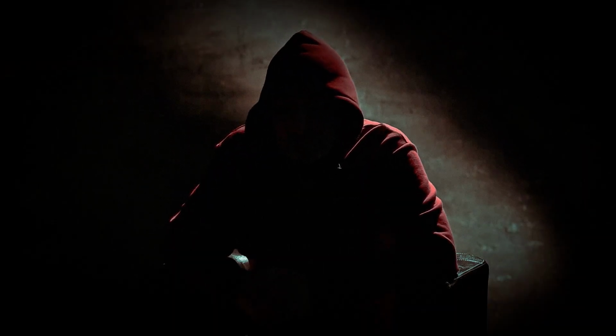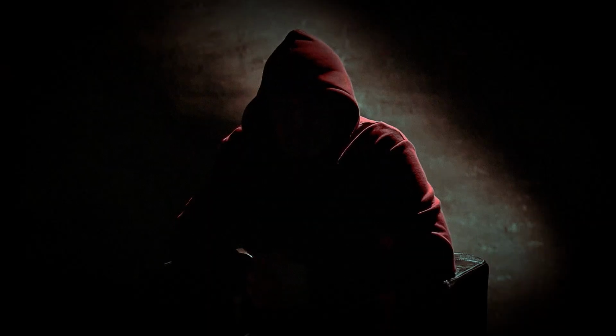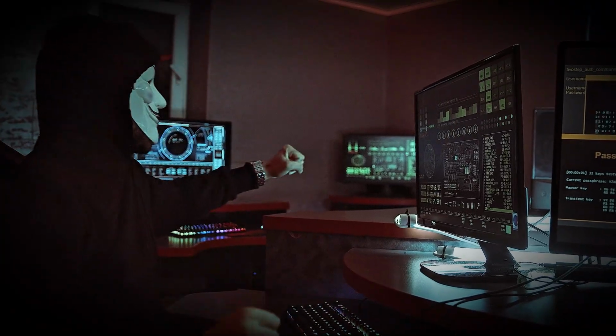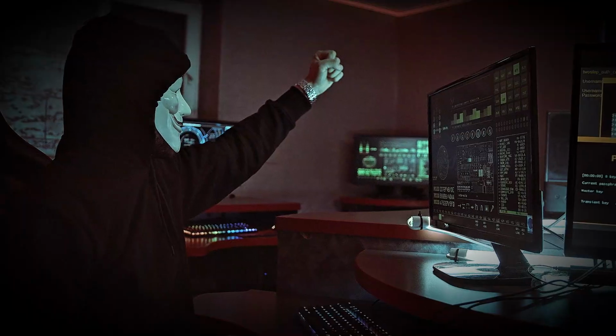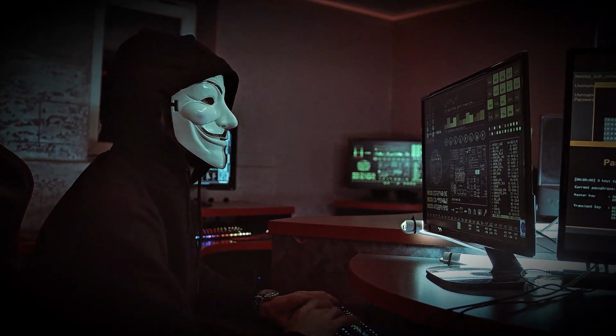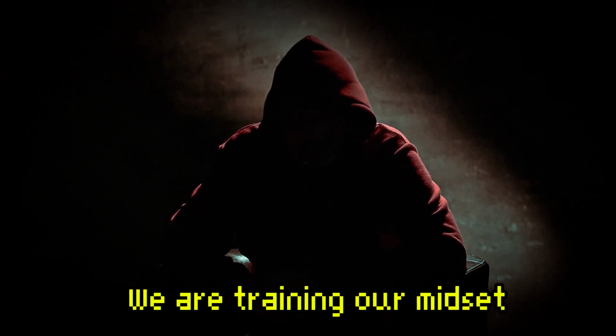Because let's be honest, clicking next, next, next, finish is easy. Anyone can do that. But here's the thing. Hackers and cybersecurity experts don't just stop there. They learn what happens before the installer even runs. They learn how the system boots, how BIOS and UEFI decide where to start, and how attackers can slip in at that level. While most people think installing Windows is just a simple setup, we're training our mindset to think like a hacker.